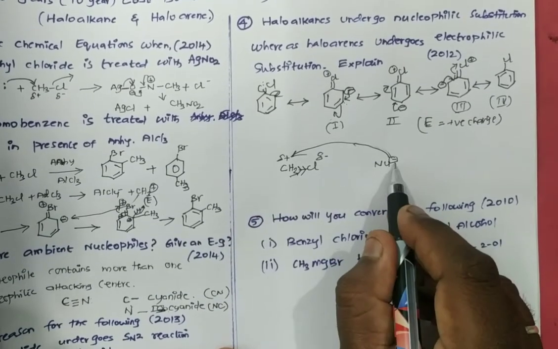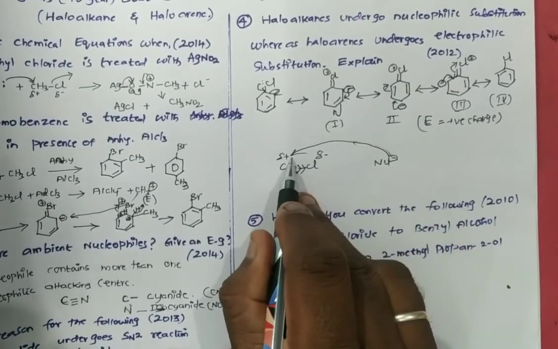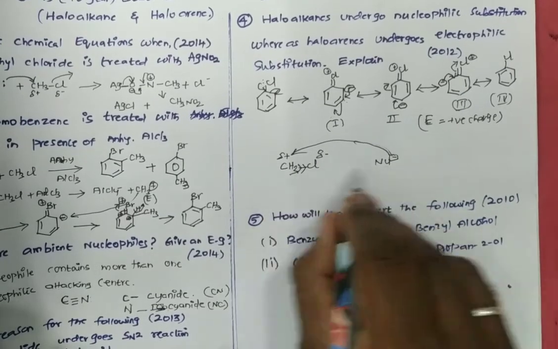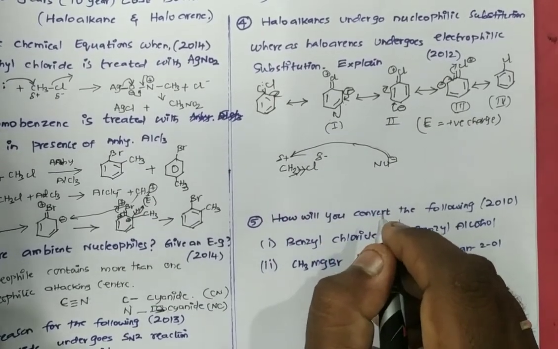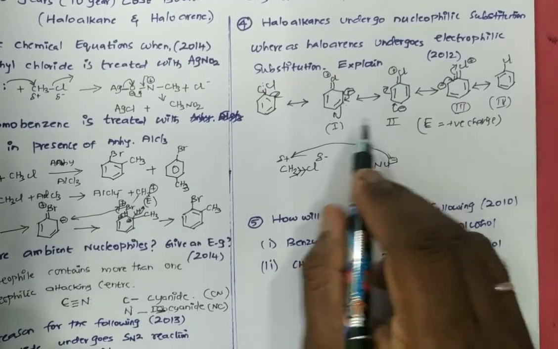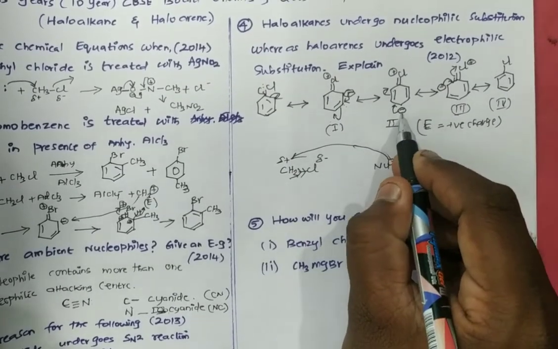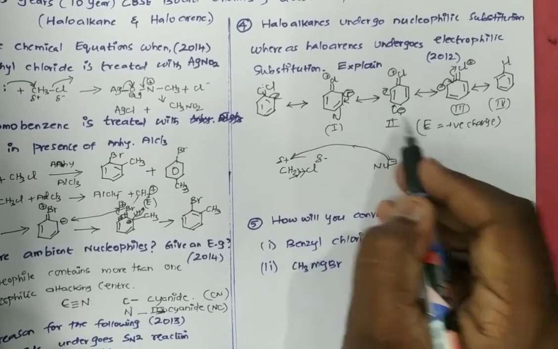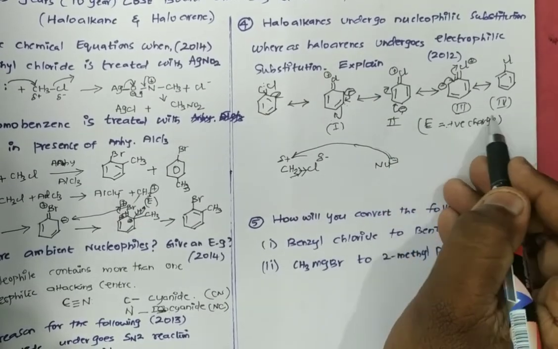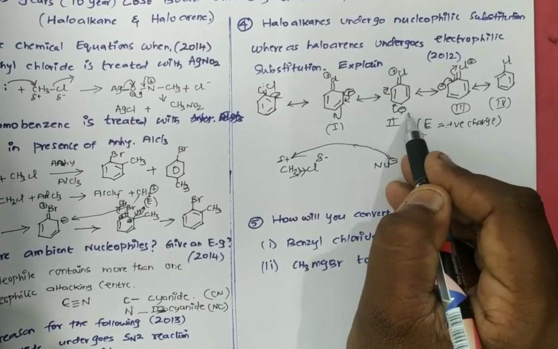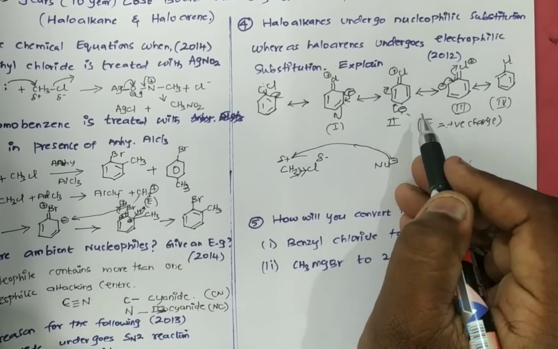That is why it is easy to attack by a nucleophile. That is why this will undergo a nucleophilic substitution reaction. Are you able to understand, student? Here, because of resonance, it gets a negative charge at the ortho and para positions. That is why the electrophile, having a positive charge, can easily come and attack. This is called electrophilic attack, and that is the electrophilic substitution reaction.